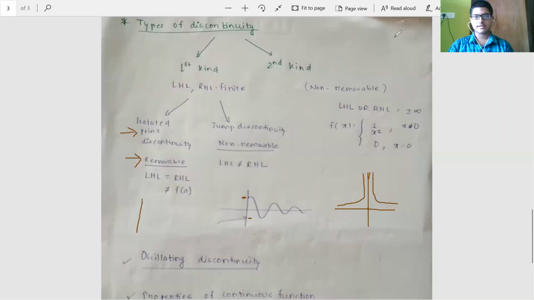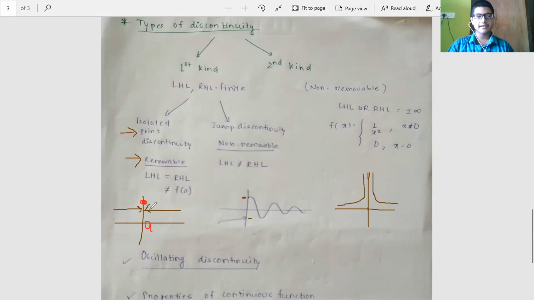This is the axis. This is like this, and let's say from LHL like this. This is basically that example that I covered first. This is this, and somewhere there is one point here. At 0, the value is this. So LHL is equal to RHL, but it is not equal to f of A. This point is, let's say, A. The origin is A. So how can we remove it?